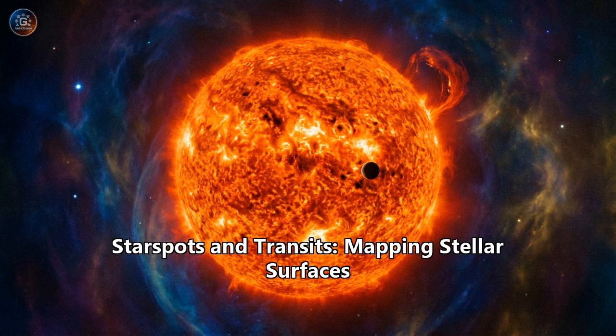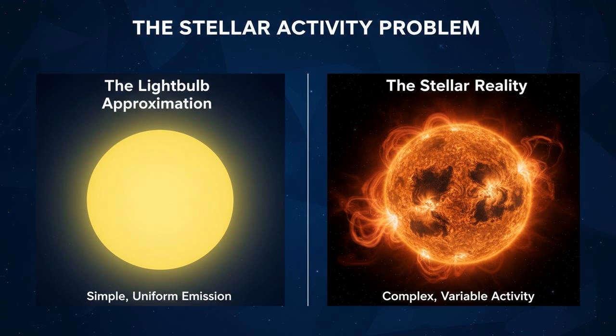It is called spot transit mapping, or eclipse mapping, and it is revolutionizing our understanding of how stars work, how planets form, and what the universe actually looks like up close. To understand why this is such a big deal, we have to start with a problem that has plagued astronomers for decades. It is called the stellar activity problem.